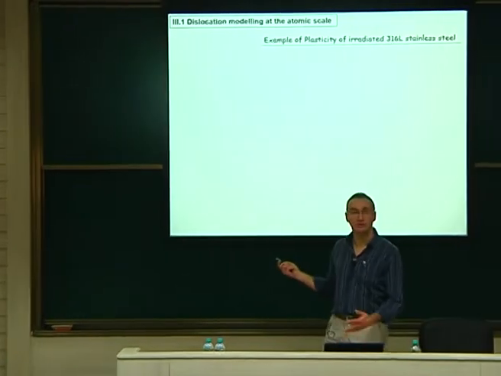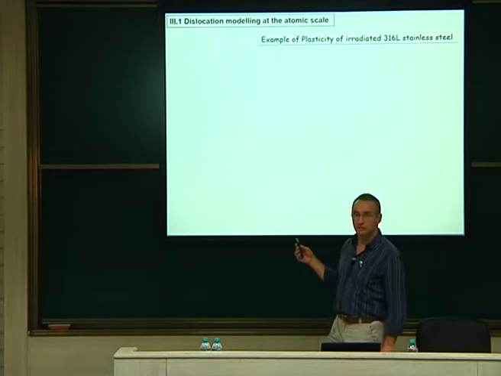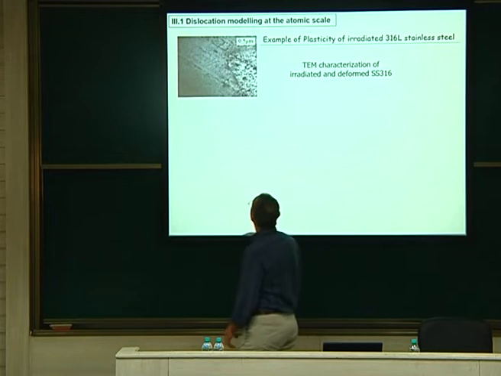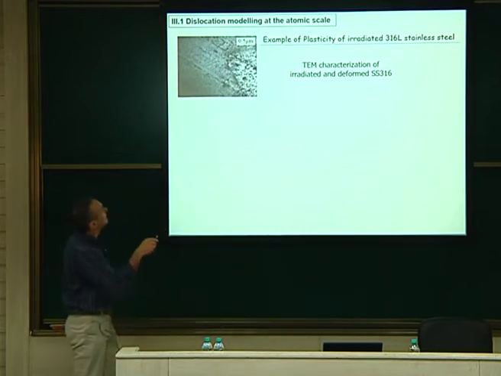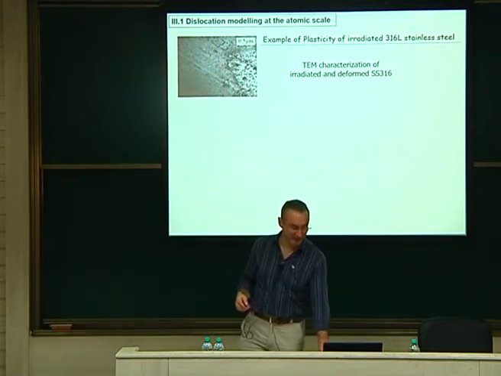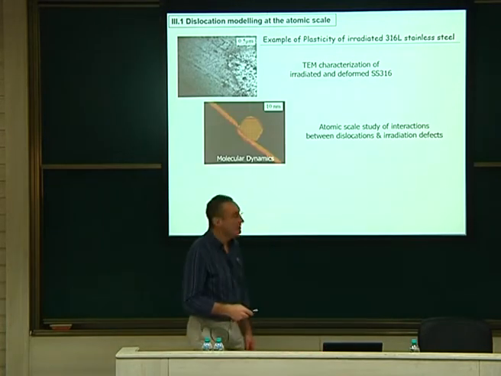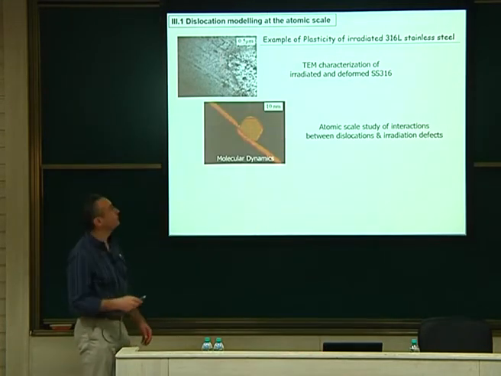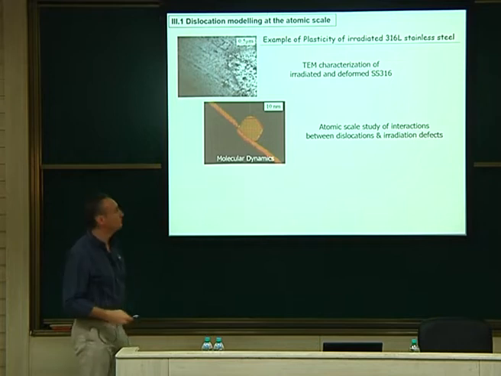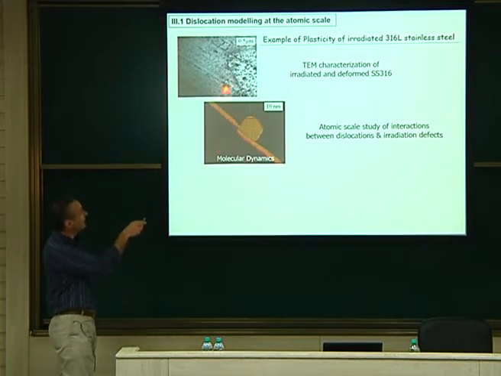Now I will go for the real material that is interesting for power plants, typically stainless steel. So with stainless steel, we can do the same analysis. You can see a lot of defects. Those are the defects in this irradiated stainless steel. This was irradiated by ions, krypton ions. I will show you a study involving TEM simulation, where you can see the channels here. We will look at molecular dynamics, because this is the topic of my lecture: how dislocations react locally with each of the defects.